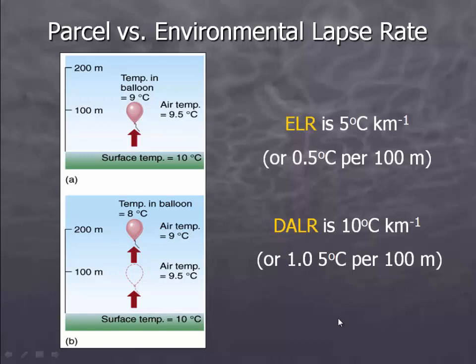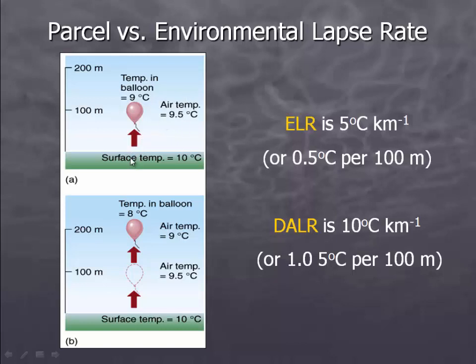Okay? So, in the top example here, in A, I have a surface temperature of 10 degrees Celsius. If you go just off the surface, the air temperature is 9.5 degrees Celsius. And so about every 100 meters, the air temperature is cooling a half a degree C. If it's cooling a half a degree C per 100 meters, that means that it's cooling about 5 degrees C per 1 kilometer, right? We just move the decimal point, add a 0, it's cooling at 5 degrees C per 1 kilometer. That's the environment, okay?